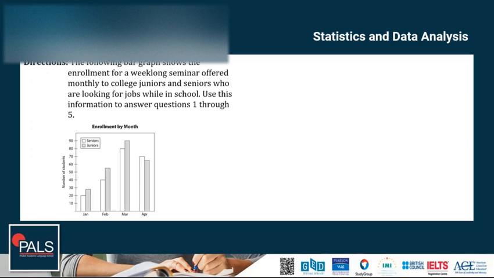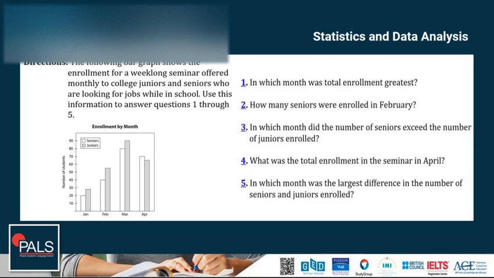Directions: The following bar chart shows the enrollment for a week-long seminar offered monthly to college juniors and seniors who are looking for jobs while in school. Use this information to answer questions 1 through 5. Question number 1: In which month was the total enrollment the greatest? The answer, by looking at the chart, is March.